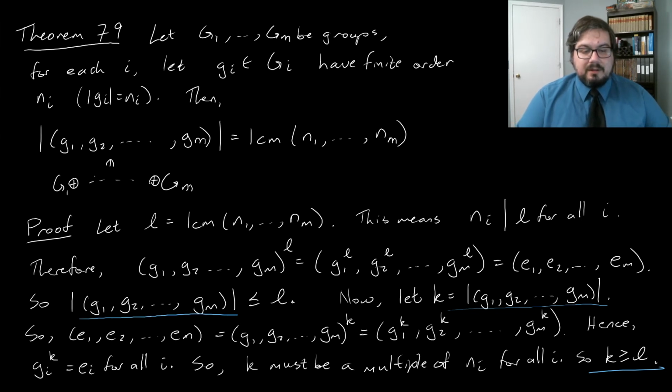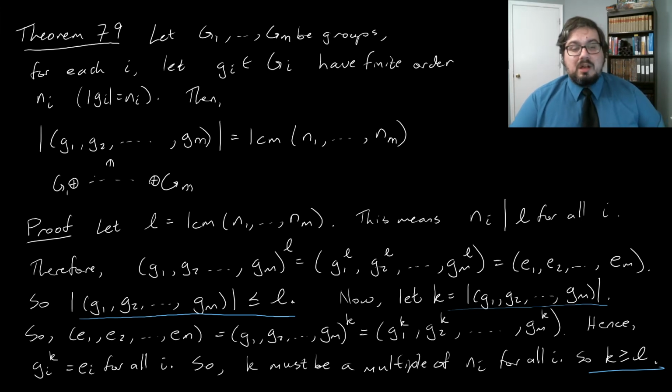But here we have that the order of the tuple is less than or equal to the least common multiple of the orders of the components. Therefore, they have to be equal. And that gives us the result in the statement. So that finishes off the proof.